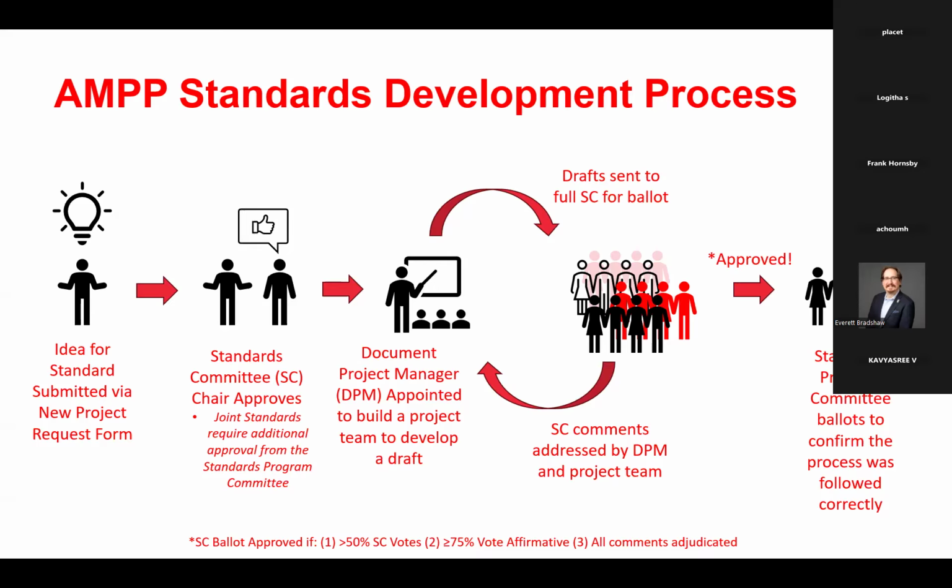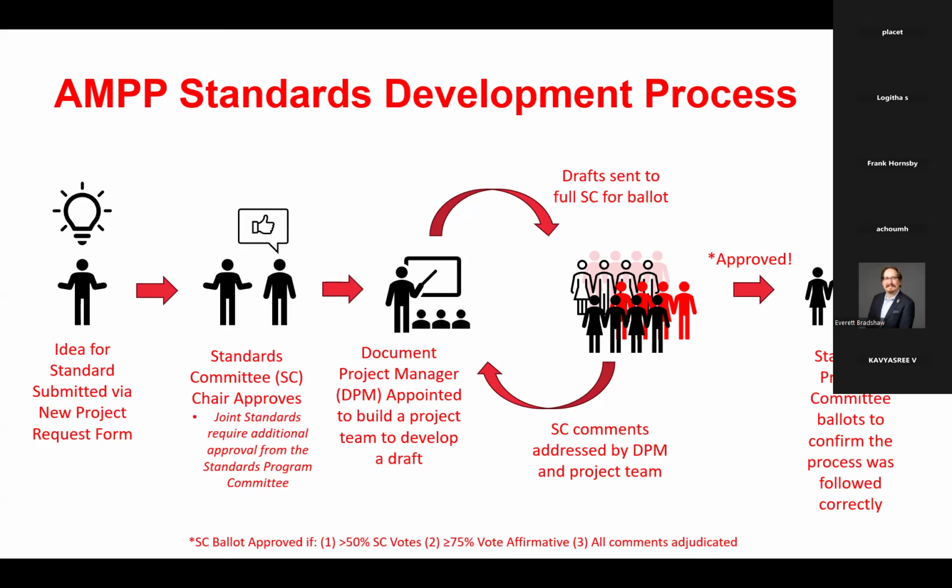So for AMP to consider a consensus to be achieved for approval of a document, at least 50% of the voting members of the standards committee have to vote, and of those voters, we have to have at least 75% that vote affirmative. And then the third hurdle that has to happen for a document to be approved is anyone who comments on the document draft, all of those comments have to be properly adjudicated before that ballot can be confirmed and consensus achieved for approval.